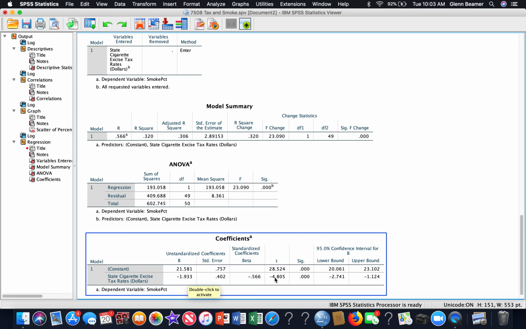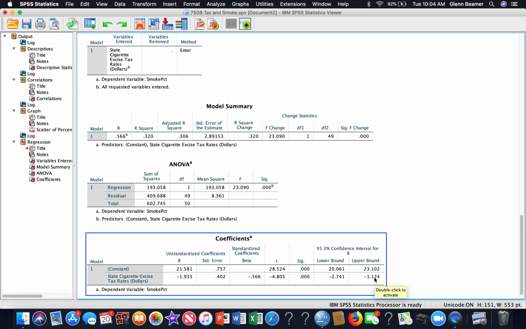We see over here the t-value, which is simply the quotient of the beta divided by its standard error, is negative 4.805. And then what they call the significance value is, in this case, less than 1 in 10,000. So clearly it's a systematic relationship. Here's my confidence interval, by the way, which is from negative 2.74 to negative 1.12.